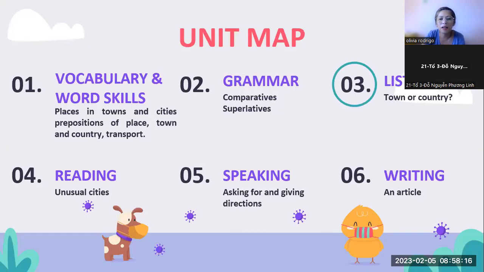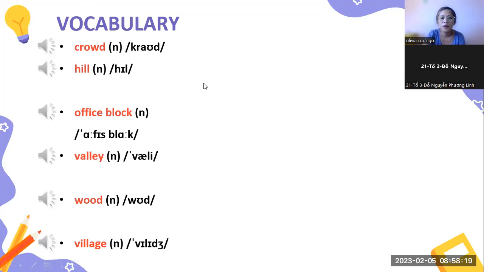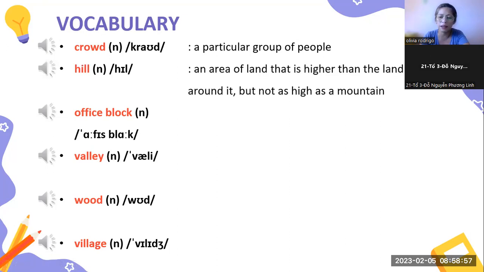So here we have different vocabulary words. Before that, I will introduce some vocabulary for you. We have crowd. It is a particular group of people, like your classmates and your friends. You went to the mall, they are a crowd. Oh, that place is crowded. So it means there are many people in that place. Next, this is hill. Do you understand this word, Lynn? Yes. It's a mountain, a high mountain. That's a hill.